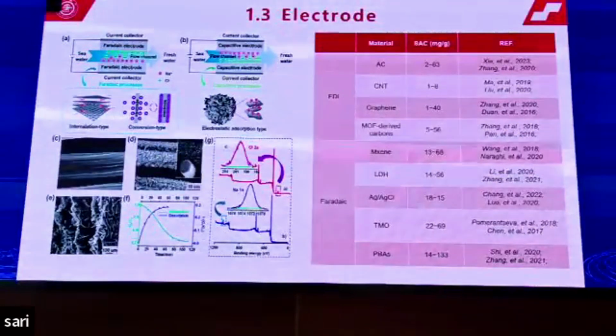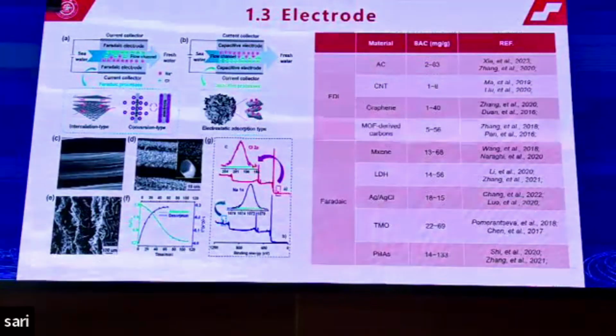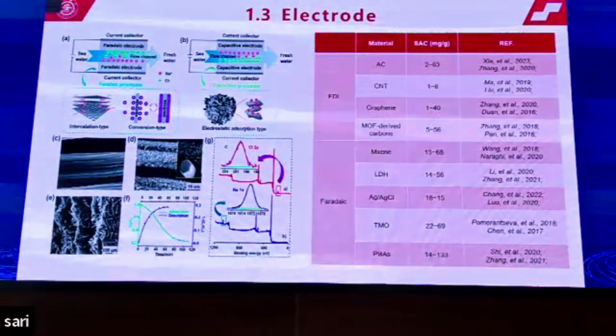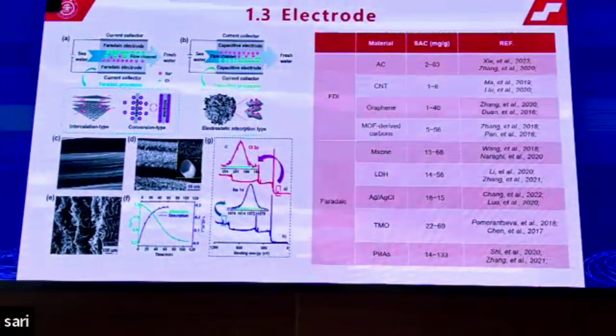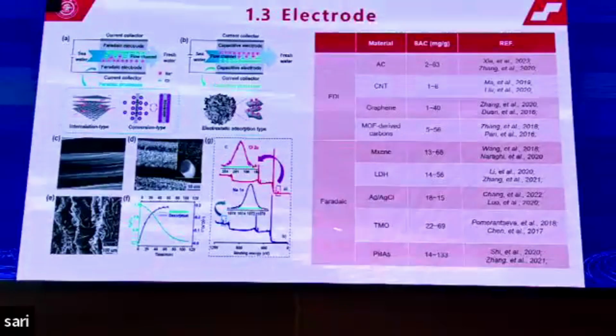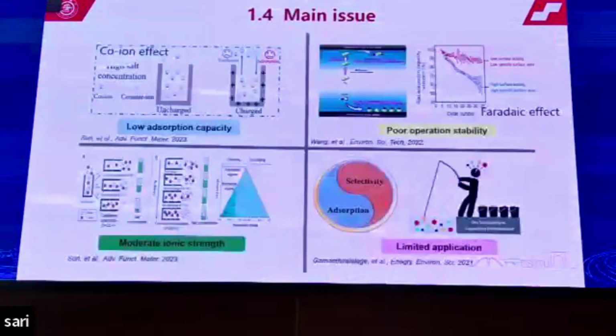The electrode material is the most important thing in CDI. It can usually be divided into two different kinds. First are AC, CNT and other EDL materials, which remove ions mainly based on electrostatic interaction. Another kind is the faradaic materials, for which we need to achieve ion exchange during the adsorption.